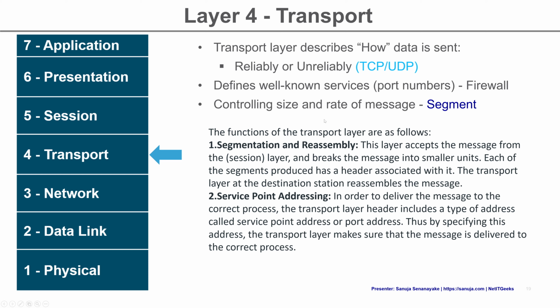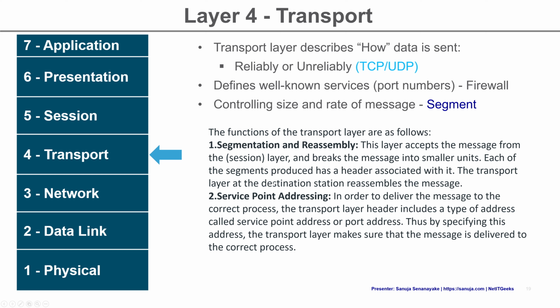It also controls the size and the rate of messages. In other words, segmentation happens at the transport layer. A little bit more in depth on the functions of the transport layer: segmentation and reassembly. This layer accepts the message from the session layer, which is the layer above, and breaks the message into smaller units called segments. Each of these segments has a header associated with it. The transport layer at the destination station reassembles these segments as they are received on the destination device.